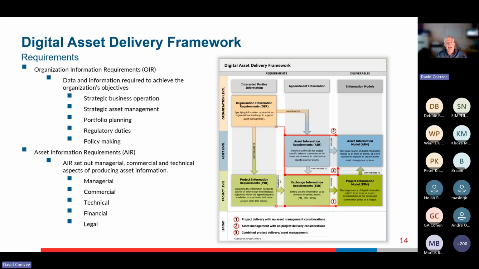CMMS, EAMS. However, the way you really want is to go through track 3, where you decide what does the business case require. Then it comes down to what is your asset information requirements to support the organizational requirements. What is the exchange information requirements? How does that translate into the project information model? And then how does that then go to the asset information model? So this is a much more integrated way of doing it.